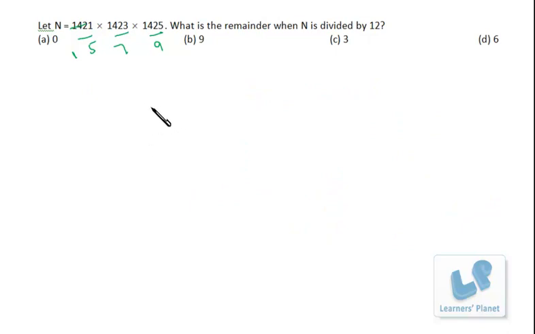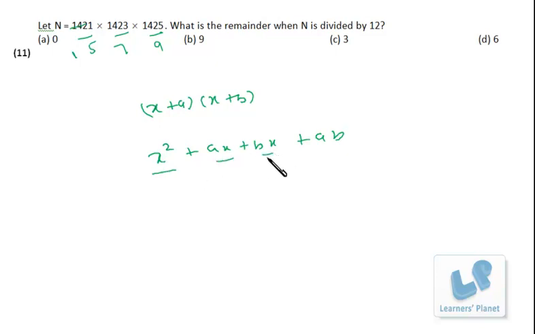Suppose I have an expression (x plus a) into (x plus b). If I have to divide this expression by x and I have to get the remainder, then first of all let's expand it. It's x square plus ax plus bx plus ab. Now you see that every term is having x as a factor. That means you won't be getting remainder from any of these. You will be getting the remainder as ab only.